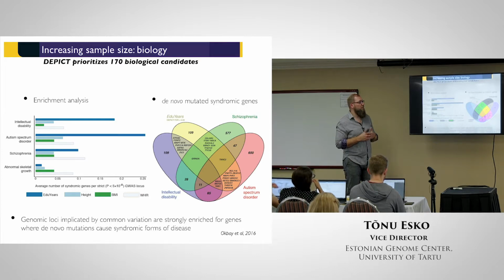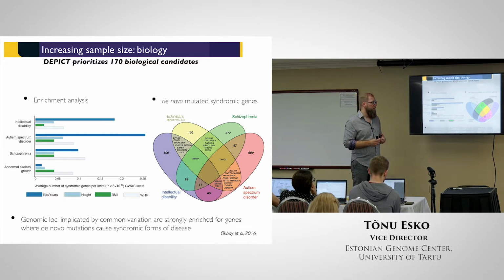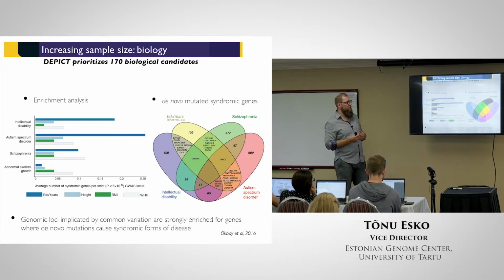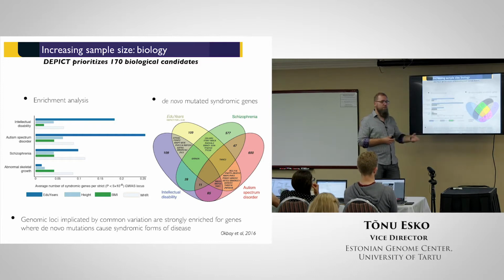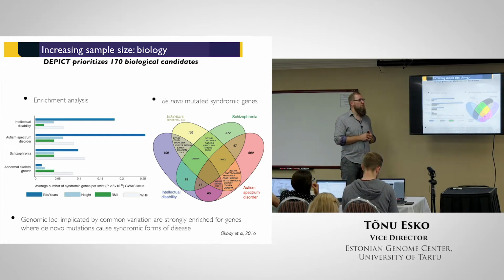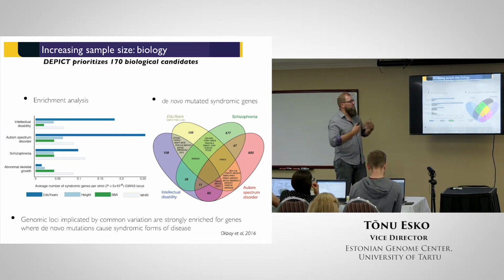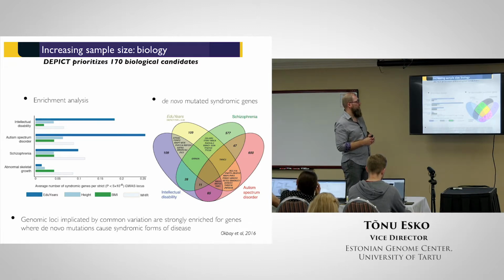So this is again an example from the EA2 where we looked at whether the loci that came up from the association analysis are enriched, or whether there are genes that are involved or linked to, for example, Mendelian forms of schizophrenia or autism or intellectual disability. And we actually see quite a large overlap, and this provides confidence that we are finding the right stuff, and that the statistics are correct.